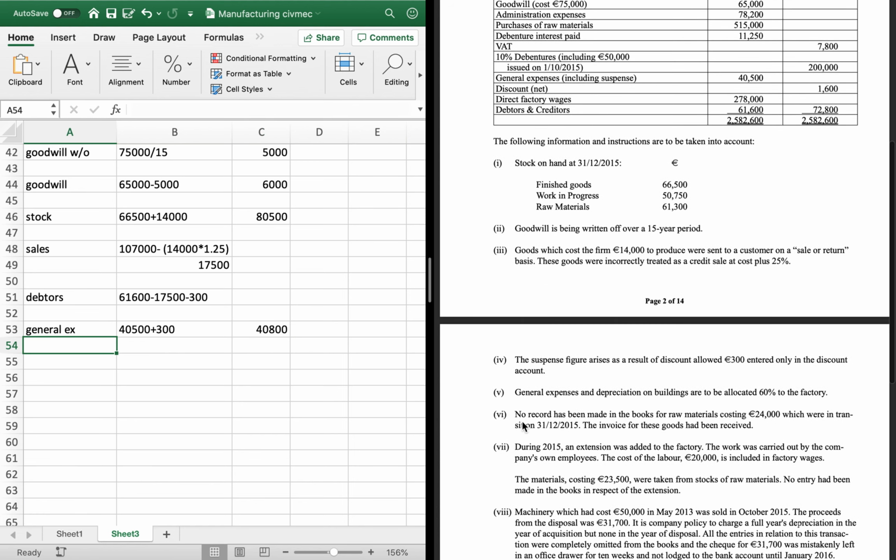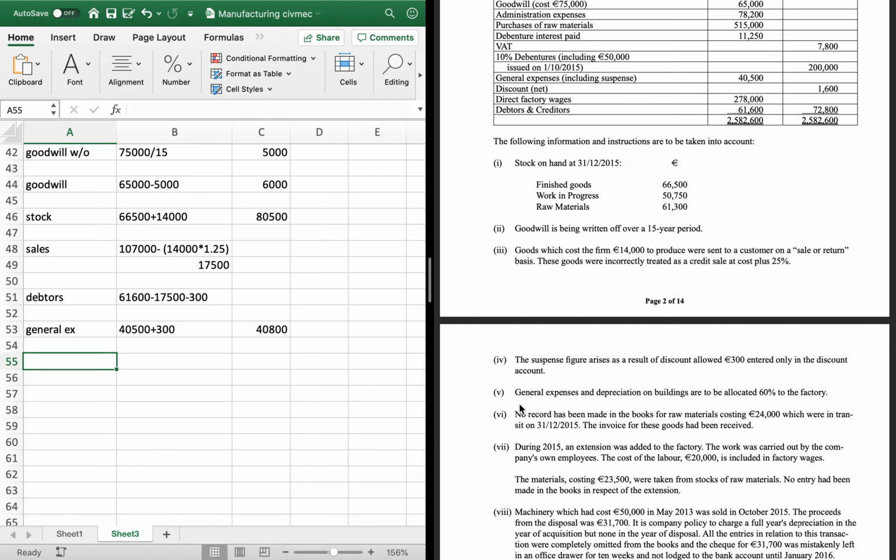Okay. Number 5, general expenses and a depreciation of buildings are to be allocated 60% to the factory. I'm going to do that last in case there's any more changes to general expenses, and we haven't even worked out what the depreciation is on the factory yet. So we'll come back to that afterwards.